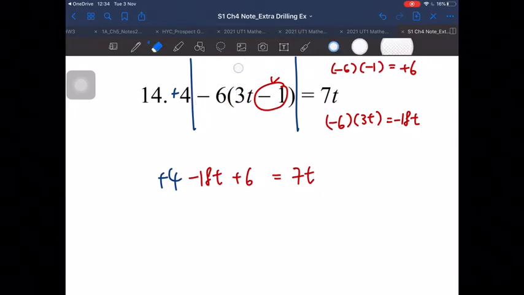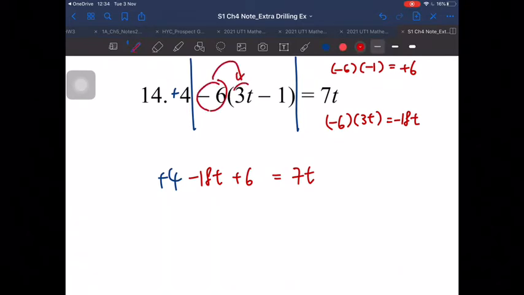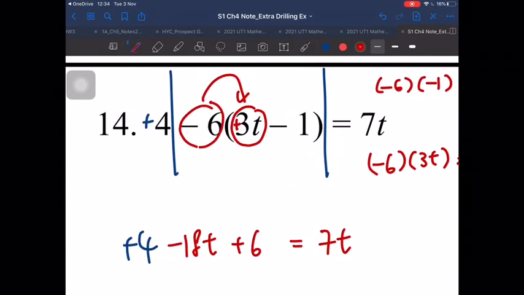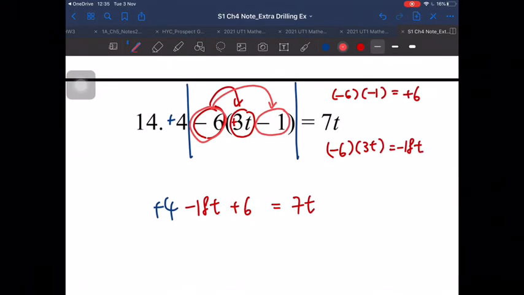Reminder that as we use the distributive law in a faster way, you have to pay attention. It's negative 6 times 3t, including the positive sign, although it does not contain any positive sign, right? But it's implied that it is a positive number. Next, negative 6 will be distributed to the second term, which is negative 1. So that's why negative 6 times 3t is negative 18t. Negative 6 times negative 1 will be positive 6.